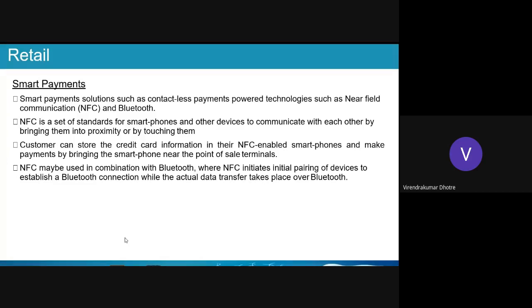Customers can store their credit card information in NFC-enabled smartphones. That is why NFC is required. Nowadays, if you observe any ad for smart devices, they give the information that NFC is enabled here, like this.